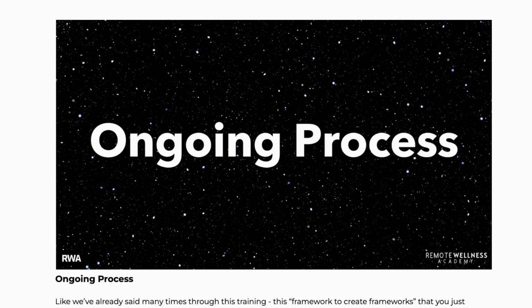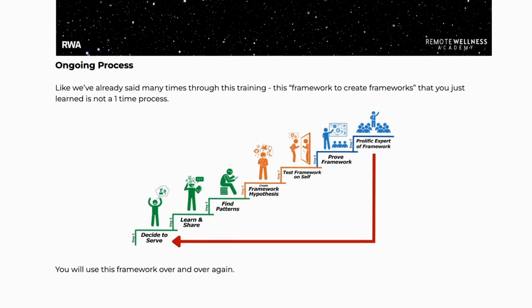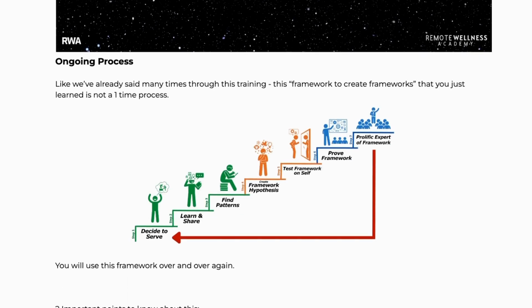All right, gang, let's talk about the ongoing process of creating your framework. So we've already talked about this many times, where really what we're talking about here, and we talk about the 7-step process, is really a framework to create frameworks. It's not just a one-time process, right? You are going to be able to use this framework to create every single framework that you ever need to create for the rest of your life. Now, what we're going to talk about is 2 very important points when it comes to this.